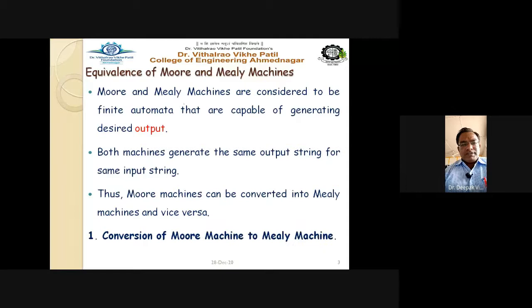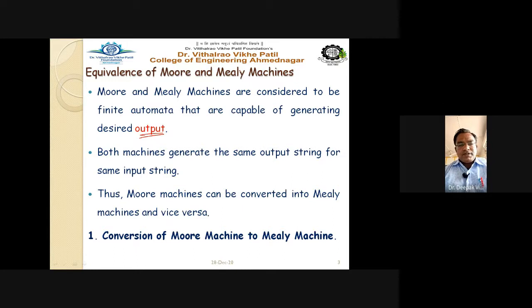So we can say that these are the automata that are able to produce certain output, which is not the case with DFA or NFA. These automata, the deterministic finite automata or non-deterministic finite automata, are purely referred to as language acceptors or language recognizers. We are not getting any sort of output from the DFA or NFA, but we are getting the result whether the particular string is accepted by the language or not. That is the case, right?